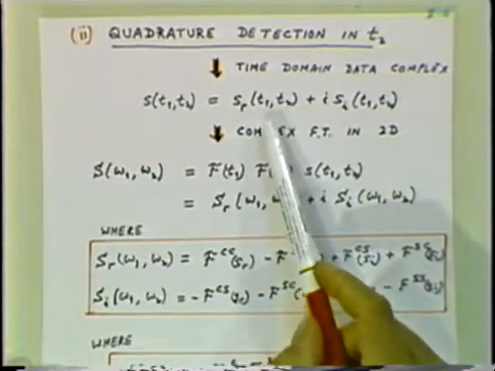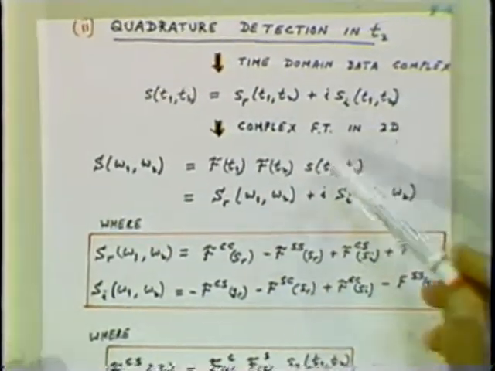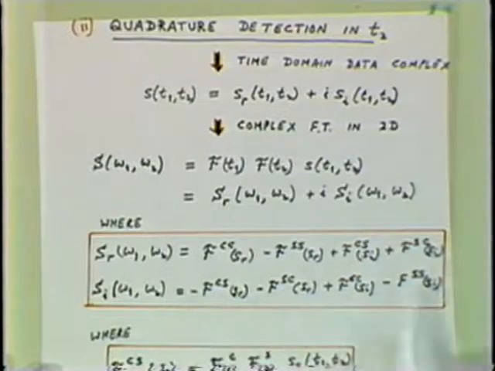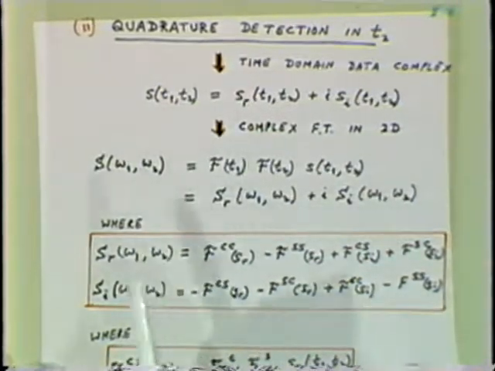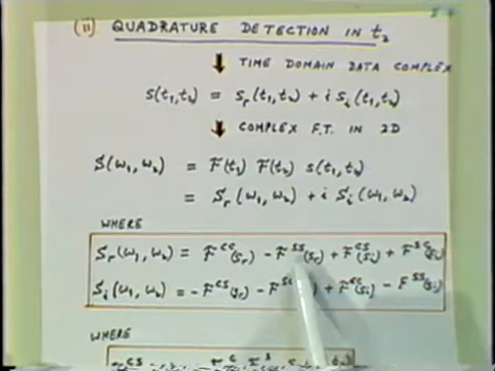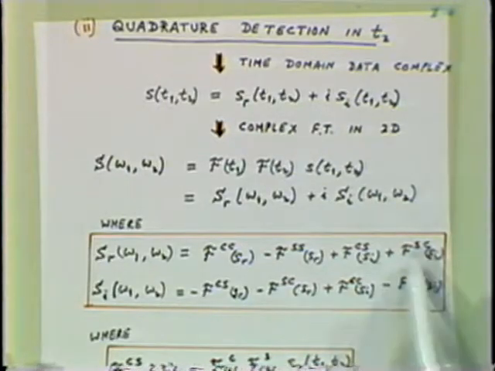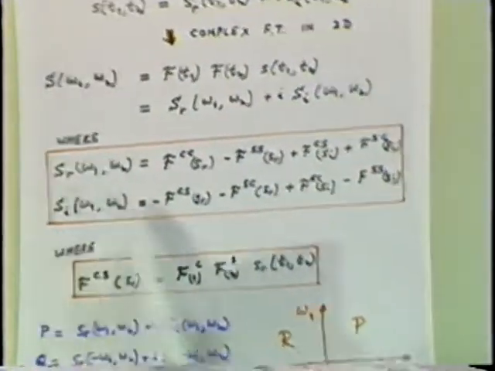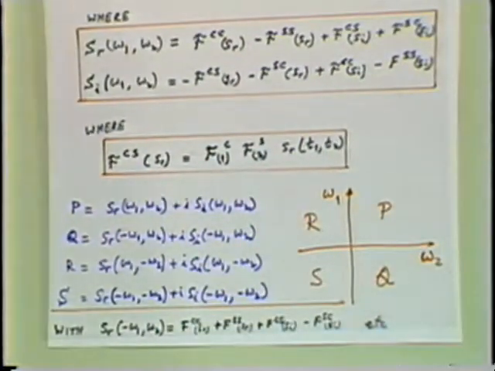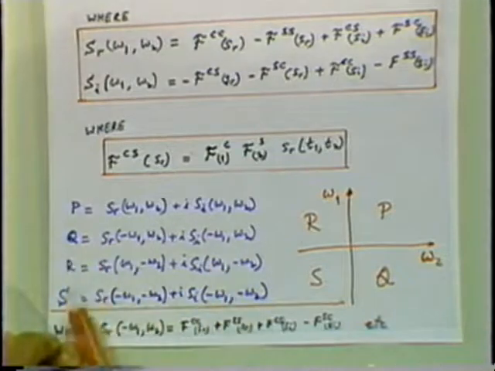We can represent the two parts by a real part and an imaginary part, and then do a complex Fourier transform in 2D. We then get a more complicated looking total spectrum, which has a real part, which is a sum of 4 terms, where cos cos real part, sin cos real part, cos sin imaginary part, and sin sin imaginary part, and an imaginary part, which is again a sum of 4 terms. If you now compute the 4 quadrants of omega 1, omega 2, they have completely different information, which is given here.